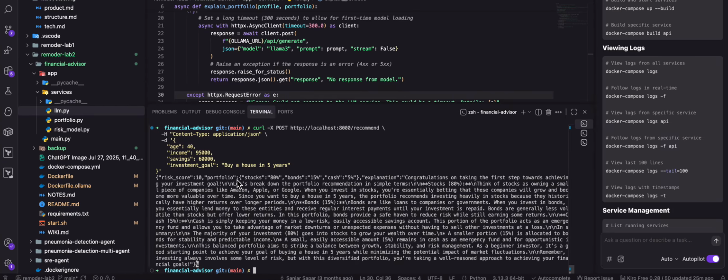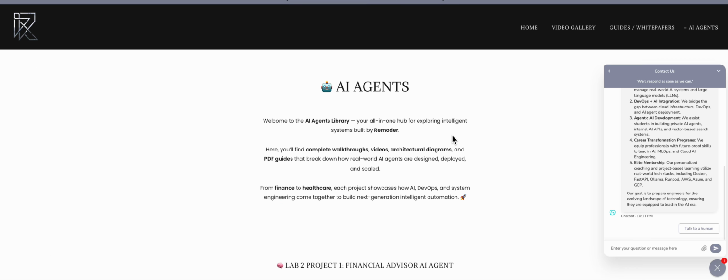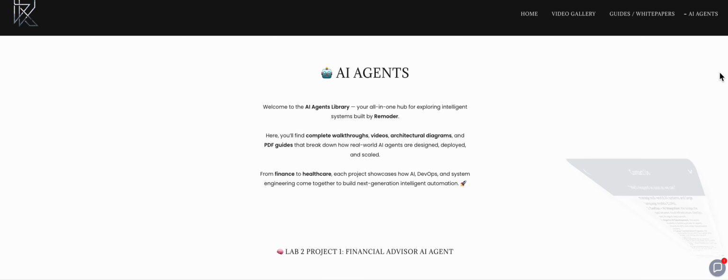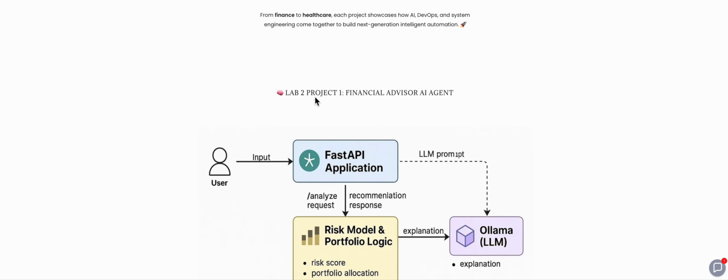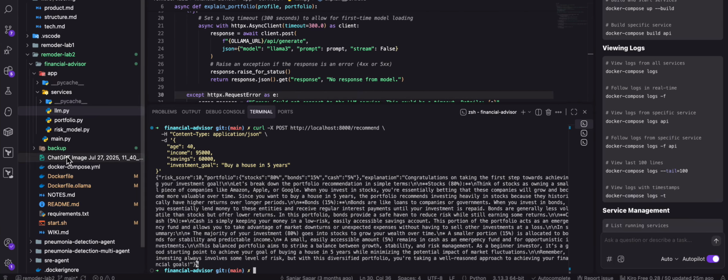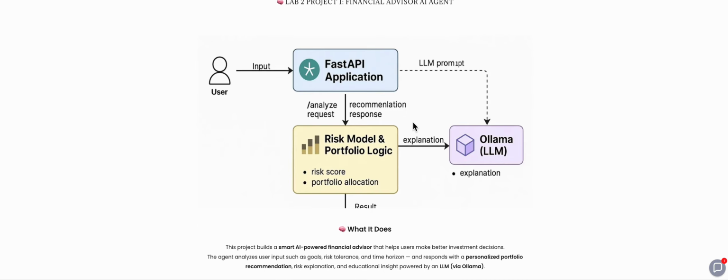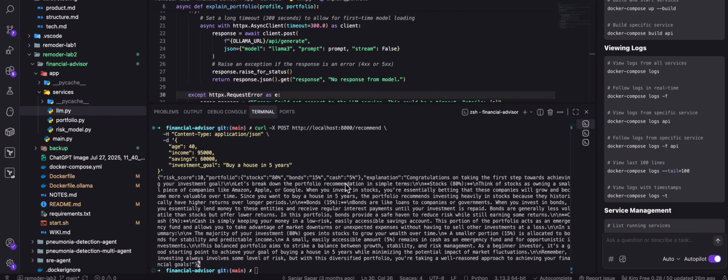So just to wrap this up, what we did is that we have a financial advisor agent as part of this project 1 lab 2 project 1 financial advisor AI agent. This is a very simple FastAPI application, a Python app. It uses the Llama 3 model. The prompt goes to Ollama. Ollama basically uses the LLM, the Llama 3, takes that query, reasons on that, and then returns back the risk score and portfolio allocation.